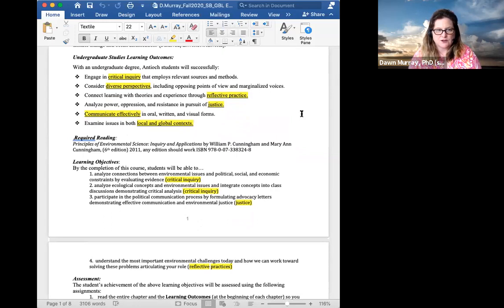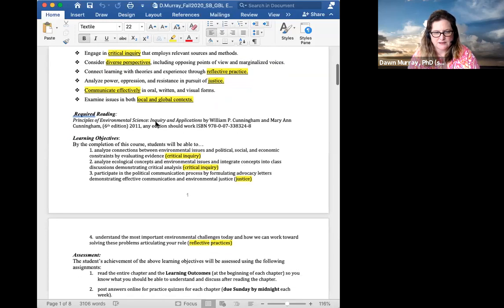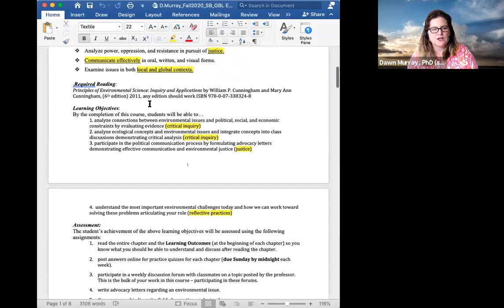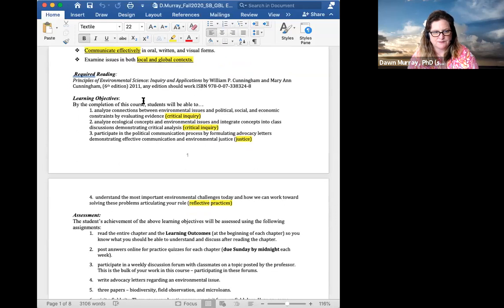So our undergraduate studies learning outcomes are listed here, and this is for every class. You'll see them listed, which are what we want every class to teach you, and that's critical inquiry, looking at diverse perspectives, having a reflective practice, focusing on justice, how to communicate effectively, and local and global contexts. So the required reading is here. Any edition of the book will do.